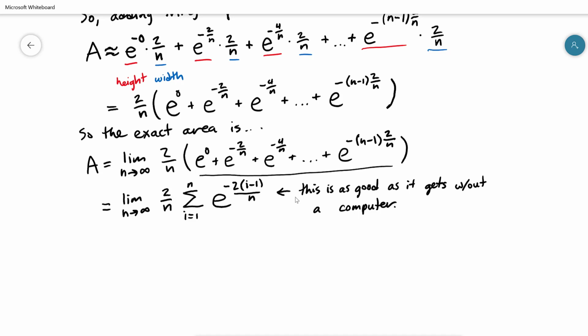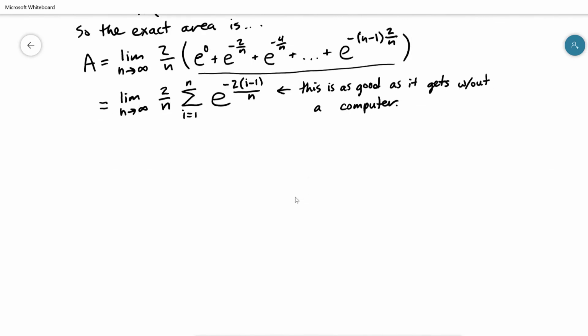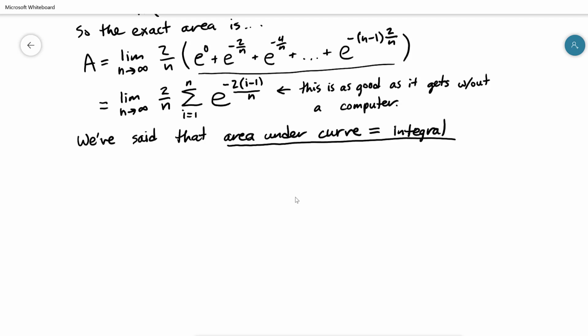One thing that I just want to point out real quickly before we move on is that we've basically said that area under the curve is equal to the idea of an integral. I haven't even introduced the idea of an integral, but I've basically already said this in words. It's true, but it's going to be a little bit more nuanced than that. So I want to give you some warning.